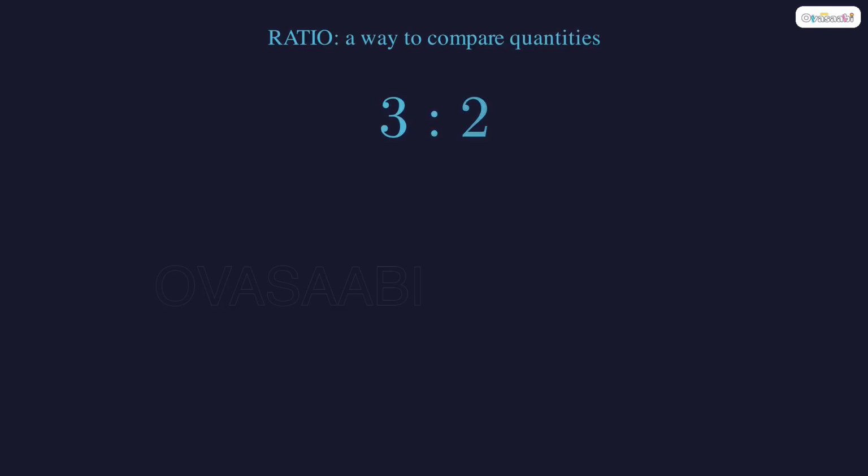A ratio compares 2 quantities of the same kind. We write 3 oranges to 2 mangoes as 3:2. The order matters, always read left to right.